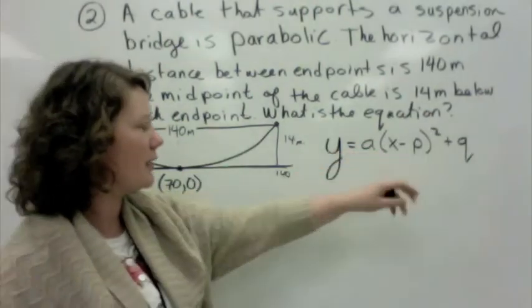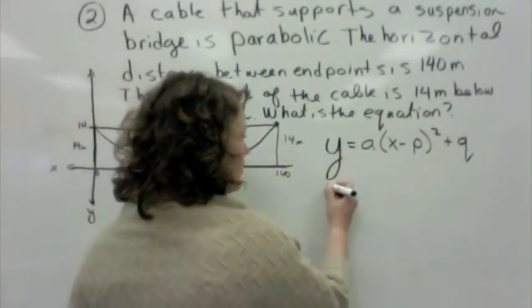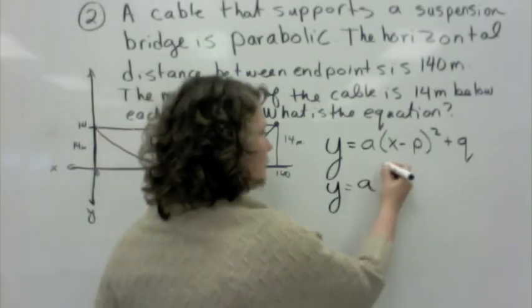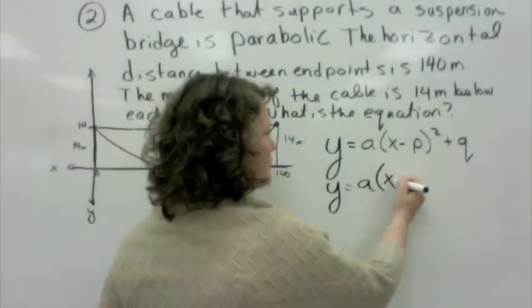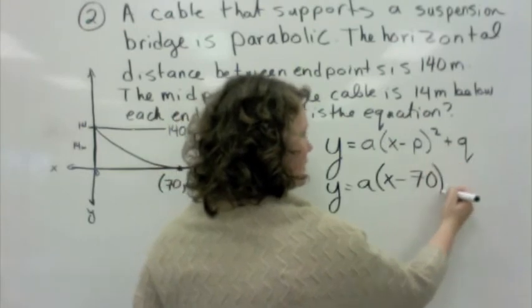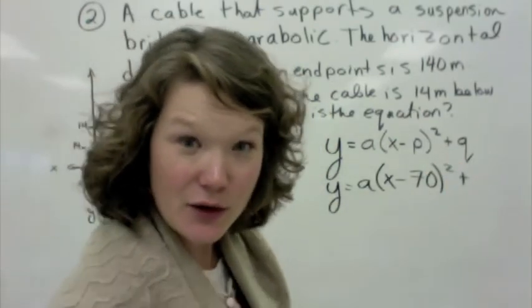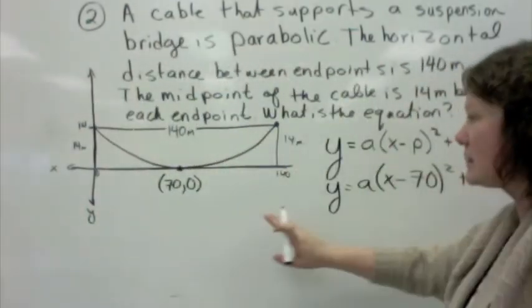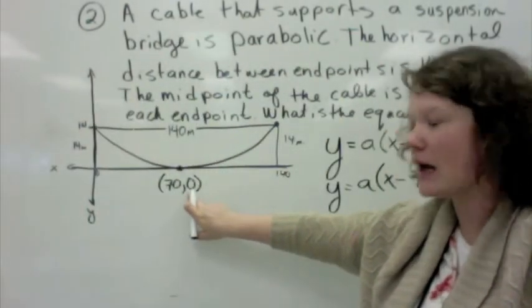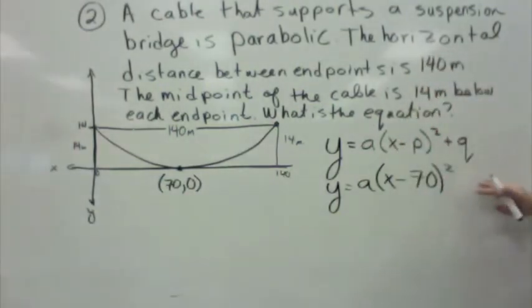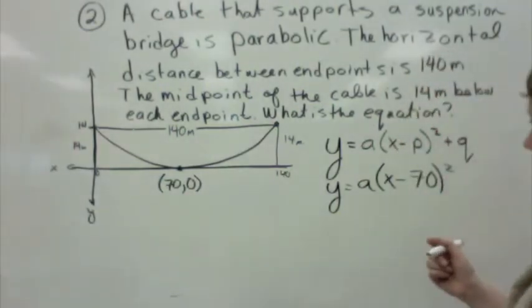We can use that to plug into our equation. So we know that y equals, we still don't know what a is, but we can figure that out, a(x minus 70) squared plus, well, plus nothing, because q is 0. Just like our vertex, the y coordinate of the vertex is 0. Okay, so q equals 0.